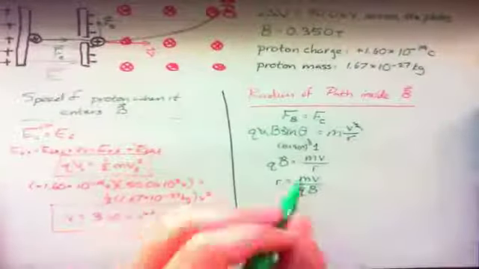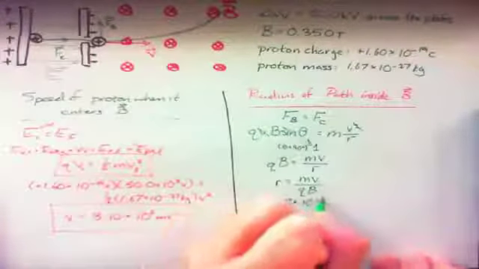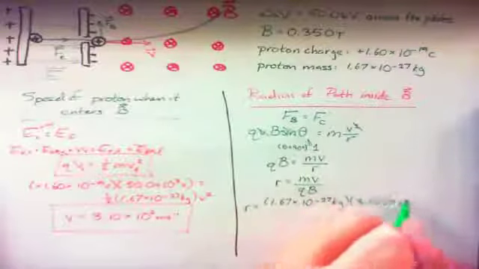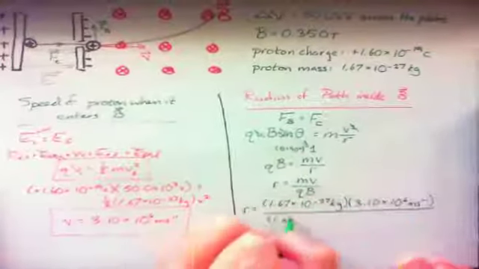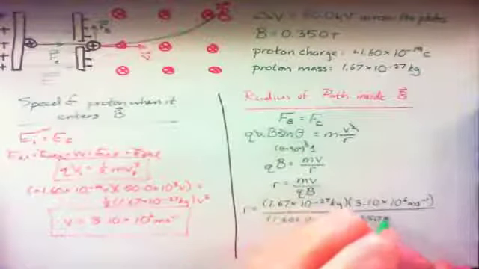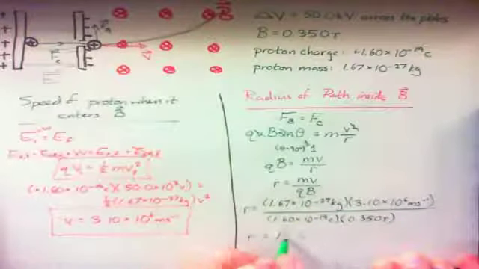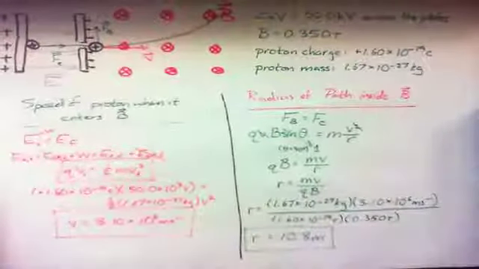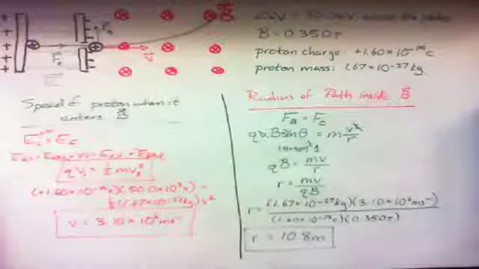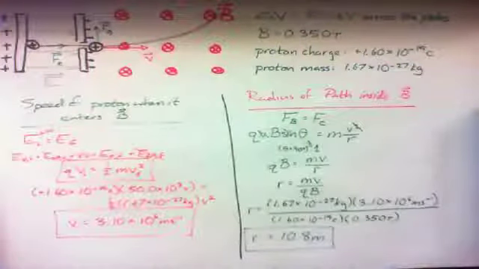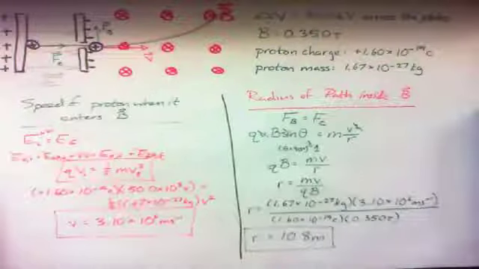If you have a charged particle moving through a magnetic field, the angle between the velocity and the field in this case is 90 degrees. So we get QB equals mv over r. If we solve for r, we get QB over mv. Oh, excuse me. We get mv over QB. And if we solve for the radius of the path, we get 10.8 meters.